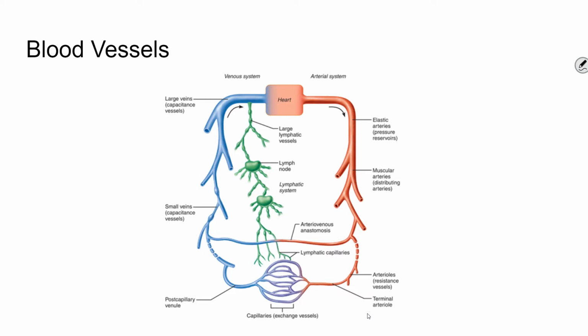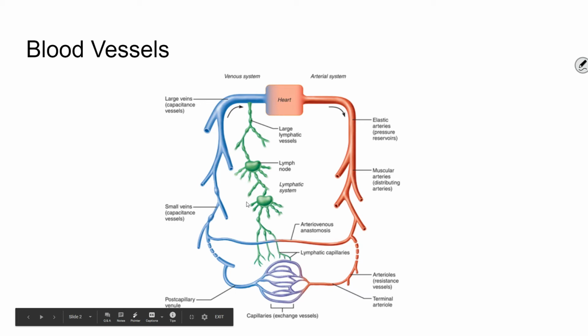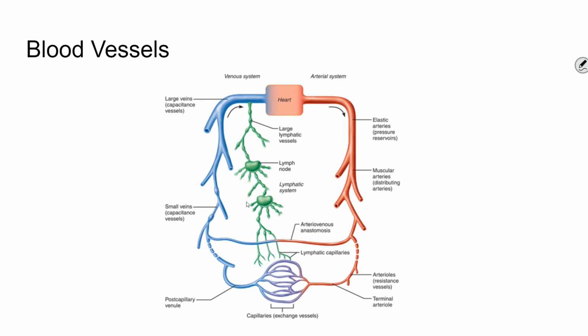Blood vessels are basically a delivery system of blood to the rest of the body. They also work with a system called the lymphatic system, which we will talk about in a later unit, to return and circulate those fluids back to the bloodstream.